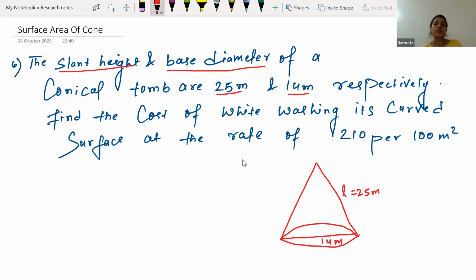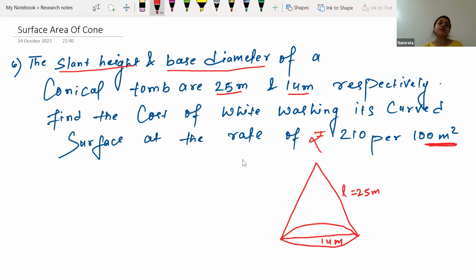Find the cost of whitewashing its curved surface at the rate of 210 per meter square. Here, one more thing you must notice: let me check, is it rupees 210? Yeah, it's rupees 210 per 100 meter square. So this meter square is the unit of area, right? From here we can understand during the exam whether it's about volume or about area. Just by looking at the unit, meter square, you will be able to identify that it is the unit of area.